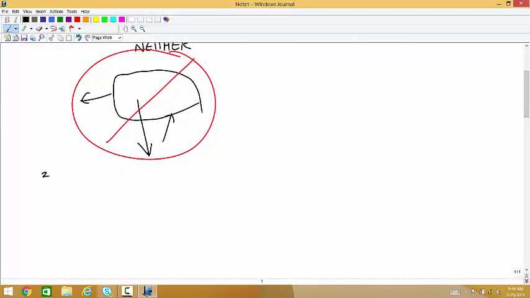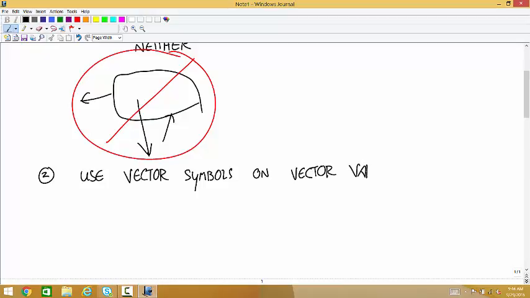The second thing, I can't really imagine ever taking off points for this, but it's a habit you should get into. Use vector symbols on vector variables, but not on scalar variables or vector components.